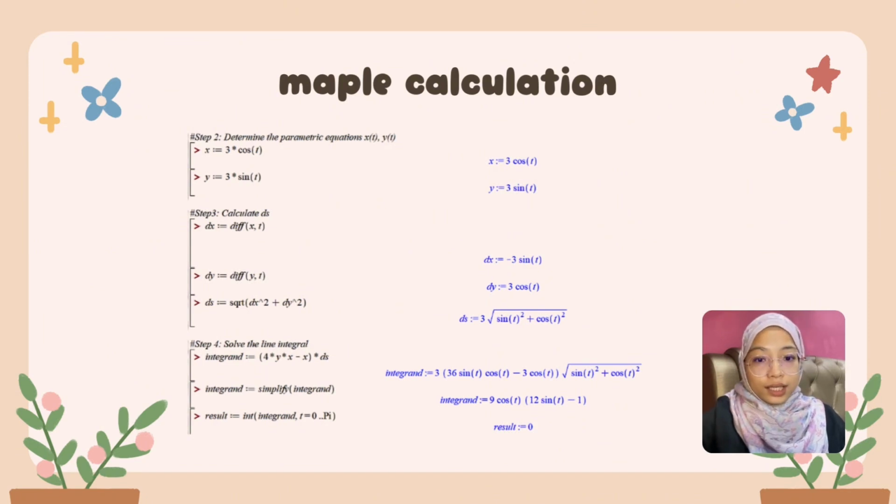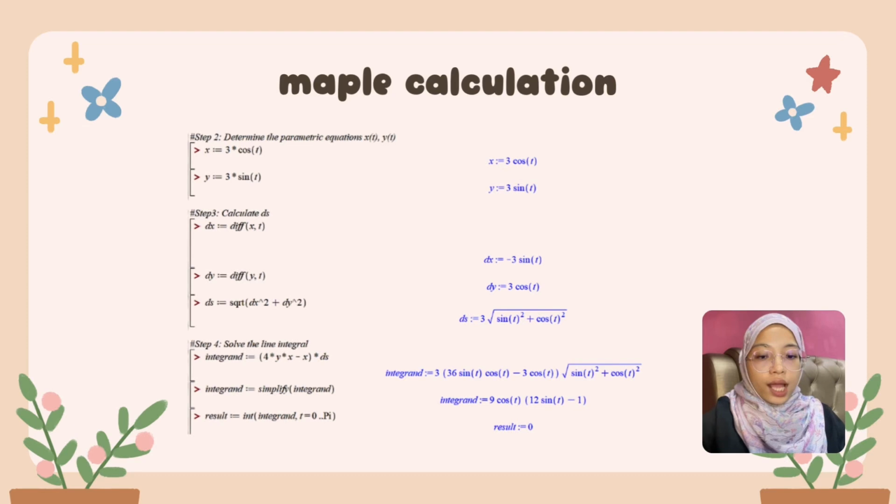To calculate ds, I insert the command dx equals the derivative of x of t and dy equals the derivative of y of t, and the output for dx is negative 3 sin t and for dy is 3 cos t. And I insert the command ds is equal to the square root of dx squared plus dy squared, and the output for ds is 3 square root of sin t squared plus cos t squared.